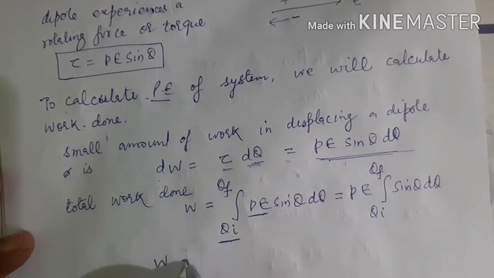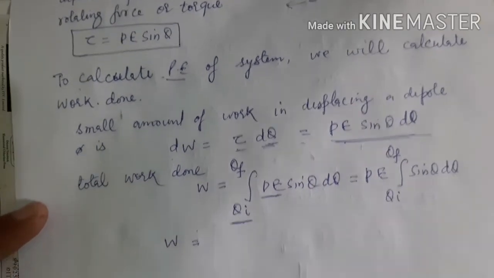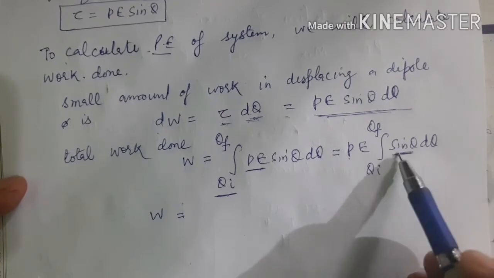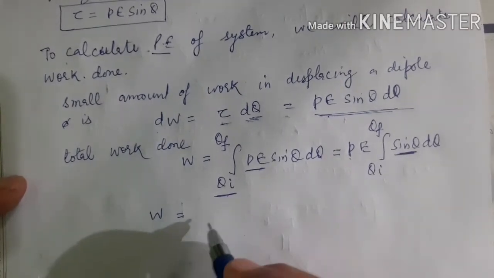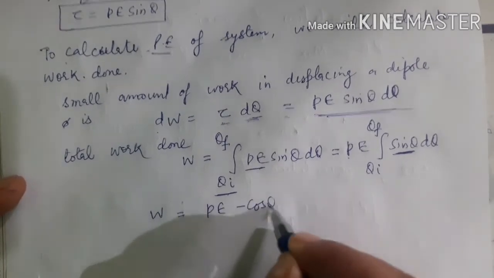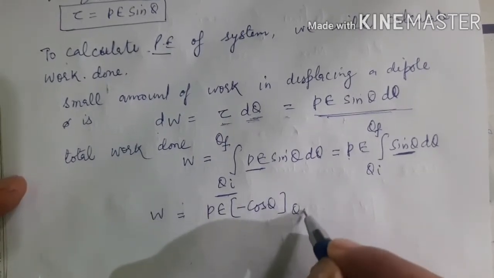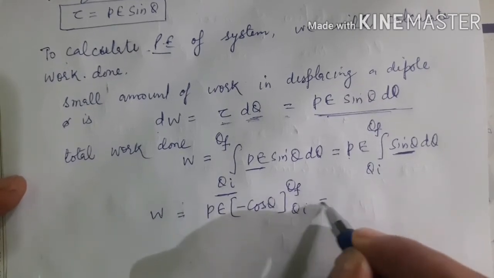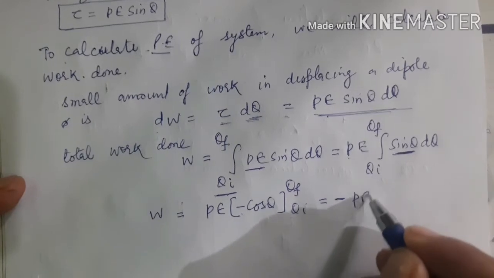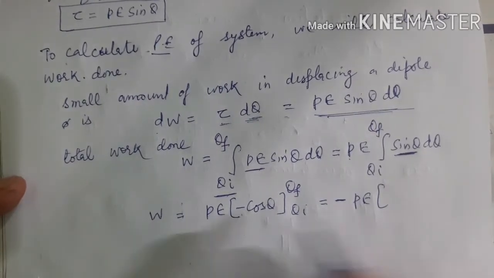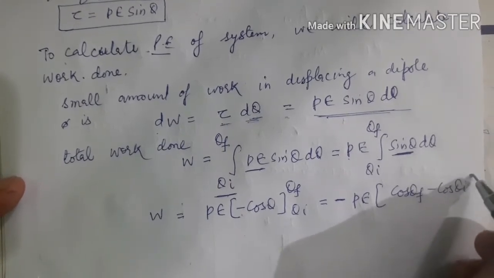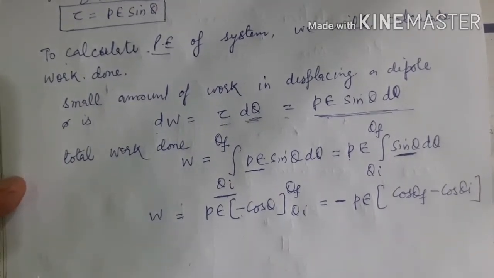So the total amount of work done, on integrating, we get from here. What is the integration of sin theta? The integration of sin theta is minus cos theta. So it is PE times minus cos theta, putting the limit theta initial to theta final. So here the minus, I take it outside, so it becomes minus PE, putting the limit, cos theta final minus cos theta initial. So this is your amount of work.